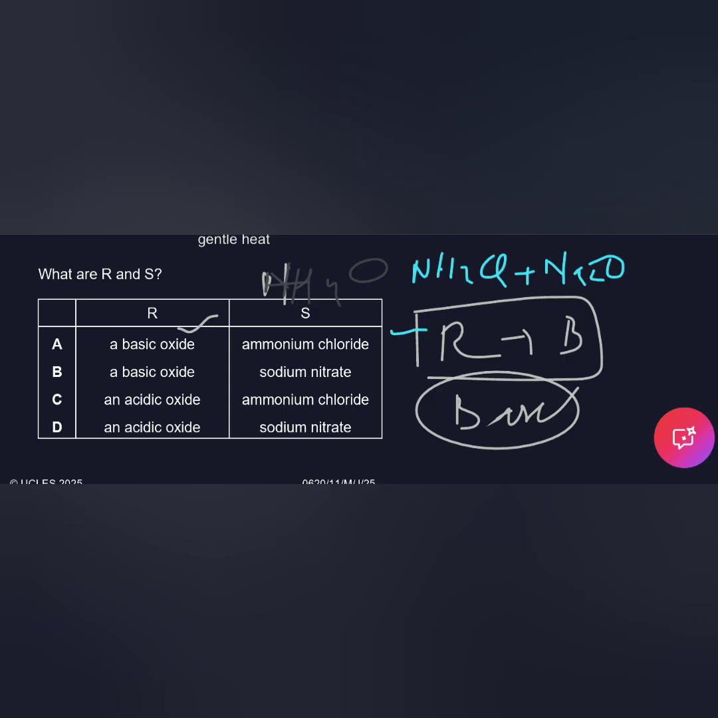A basic oxide and sodium nitrate. Sodium salts won't react with a base. An acidic oxide and ammonium chloride, no, they can never release ammonia gas. An acidic oxide and sodium nitrate, no. So option A is correct.